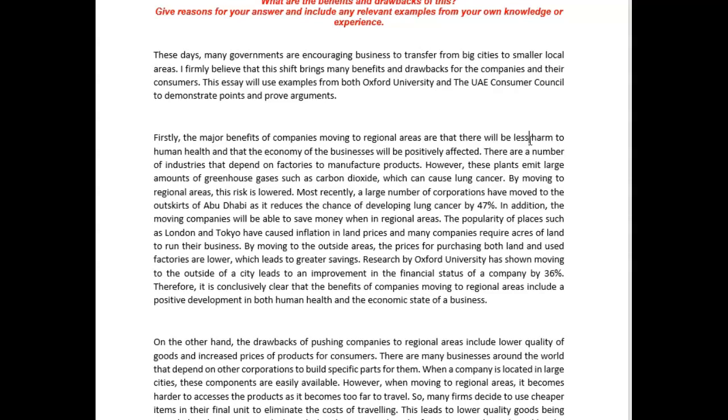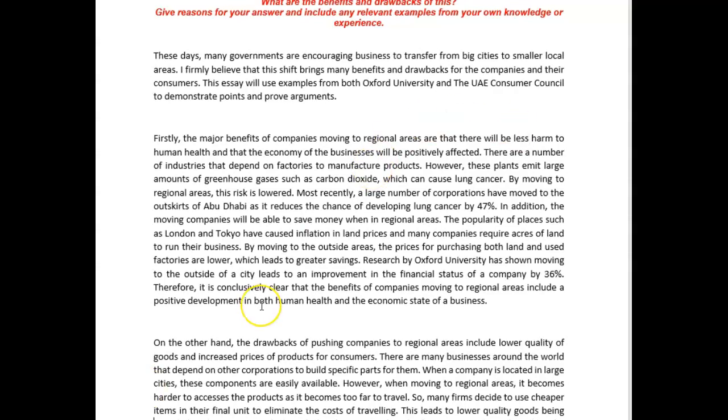Firstly, the major benefits of companies moving to regional areas are that there will be less harm to human health and that the economy of the businesses will be positively affected. There are a number of industries that depend on factories to manufacture products. However, these plants emit large amounts of greenhouse gases, such as carbon dioxide, which can cause lung cancer. By moving to regional areas, this risk is lowered.